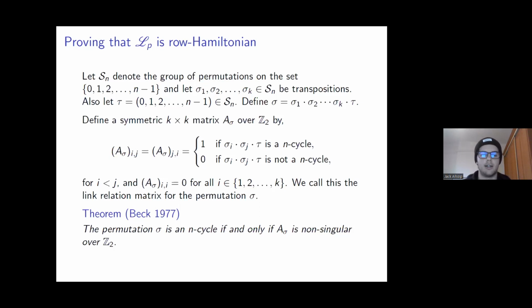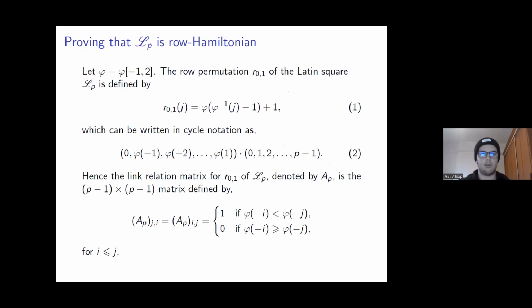And then Beck showed that this permutation is an n cycle if and only if this matrix is non-singular over Z2. And I should mention that Beck's theorem is actually a bit more general than this. This is just a special case of Beck's theorem. And so with our Latin squares, let phi be this quadratic orthomorphism phi -1, 2. Then using the formula for LP, you can show that the row permutation of LP is just this permutation defined in equation 1. And that can be written quite nicely in cycle notation, which is equation 2 here.